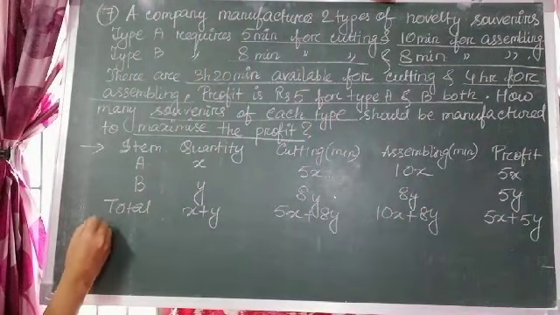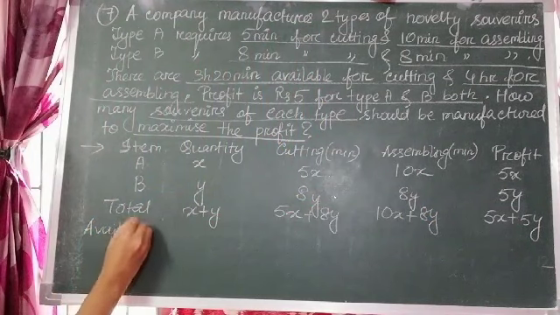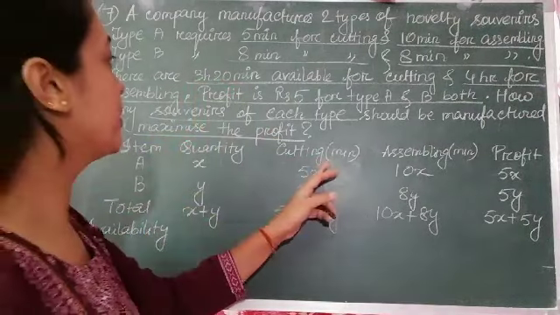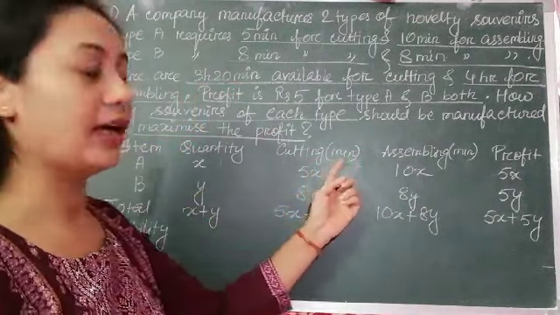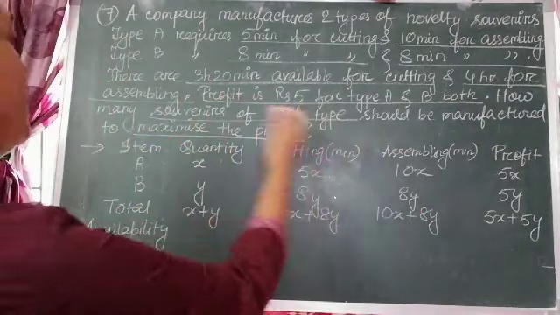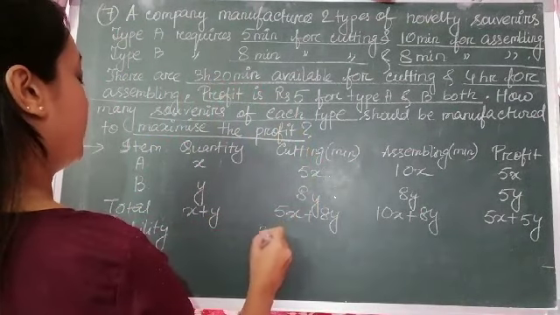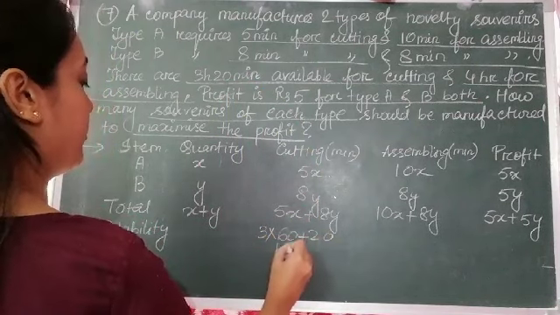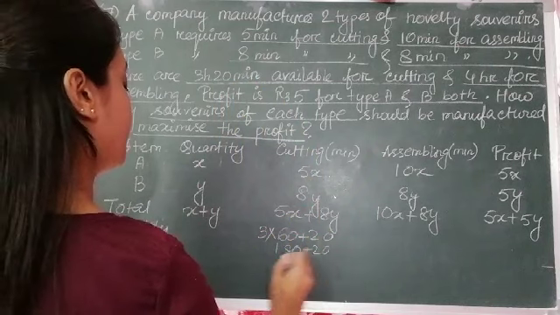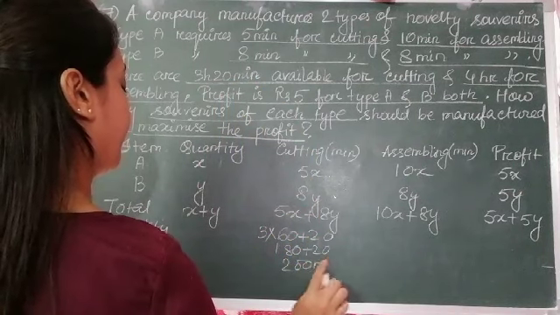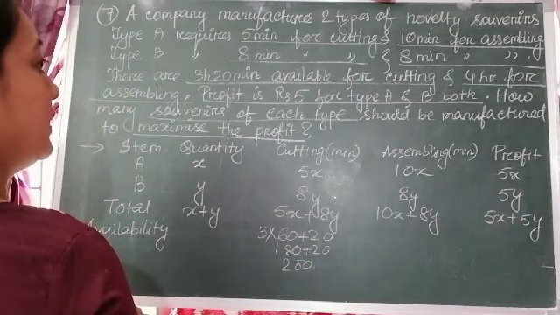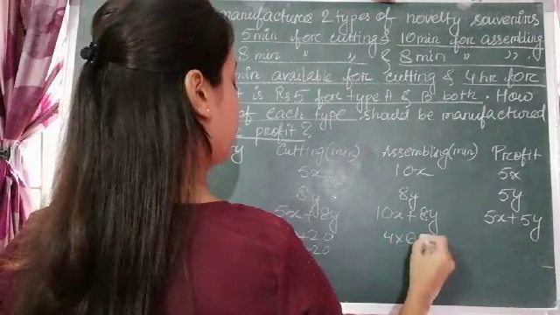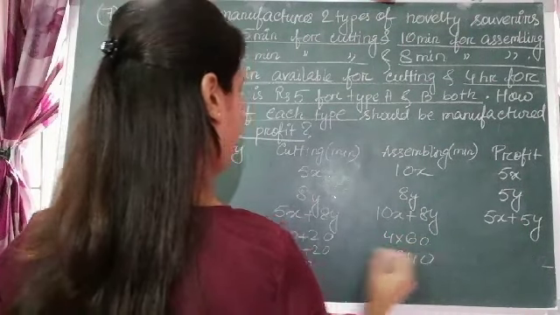Availability, it is a time, is given as 3 hours 20 minutes. But here you see, for cutting we have written the time in minutes, so you have to convert this into minutes now. So 3 hours 20 minutes means 3 into 60 plus 20. So 180 plus 20, that is equal to 200 minutes. And next for assembling is 4 hours. So 4 into 60, that is equal to 240.